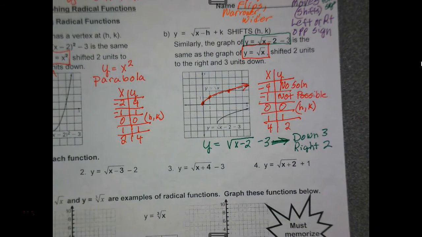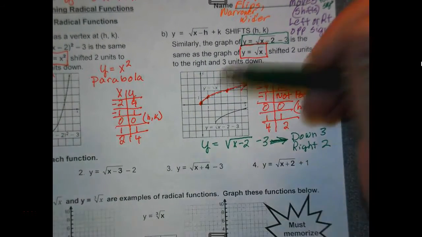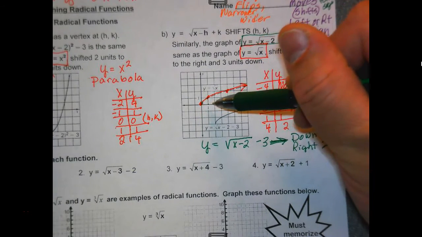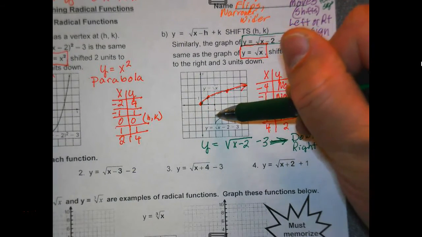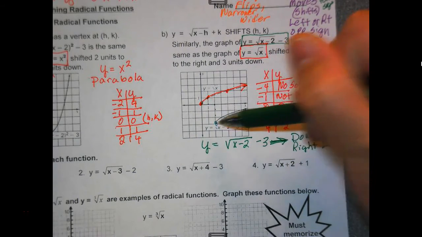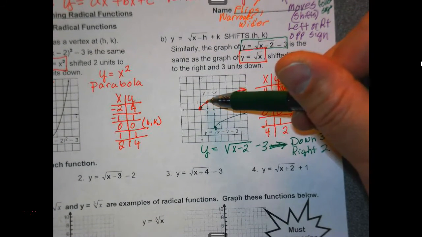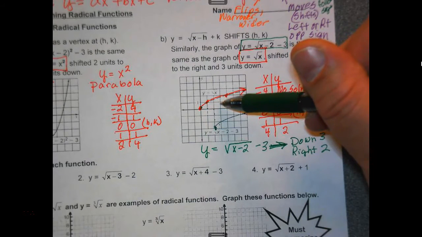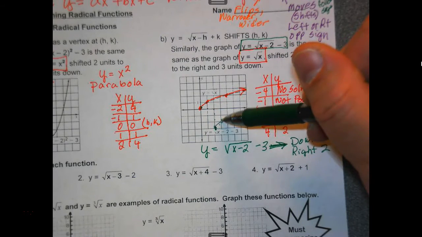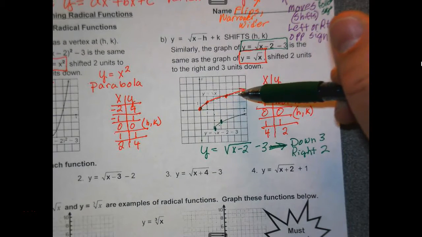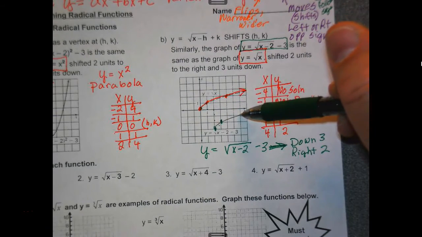Okay, so I'm going to start with my h, k, which is 0, 0. I'm going to go to the right 2, down 3. Then I'm going to go to the next point that I have: right 2, down 3. Next point, right 2, down 3.